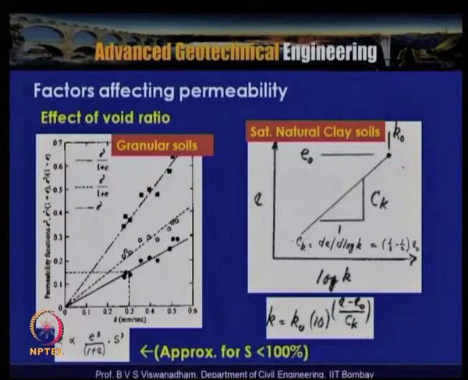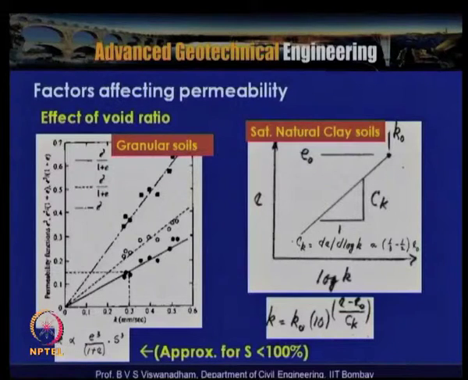So the factors affecting the permeability we discussed include the effect of void ratio. On the left hand side, permeability factors like e cube by 1 plus e, e square by 1 plus e, and e square are given on the y axis, and the permeability in mm per second is given on the x axis. For granular soils, K is approximately proportional to e cube by 1 plus e into degree of saturation cubed. This relationship is approximate for S, the degree of saturation, less than 100%.